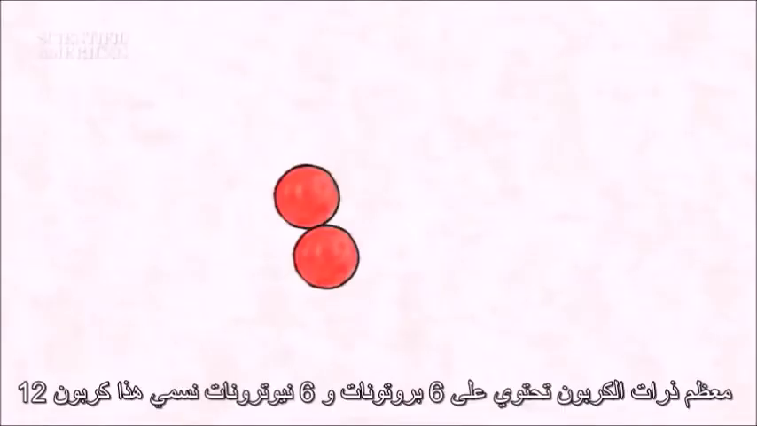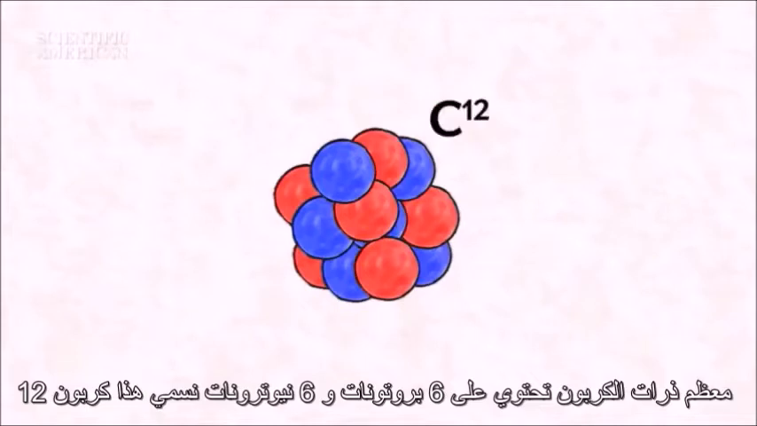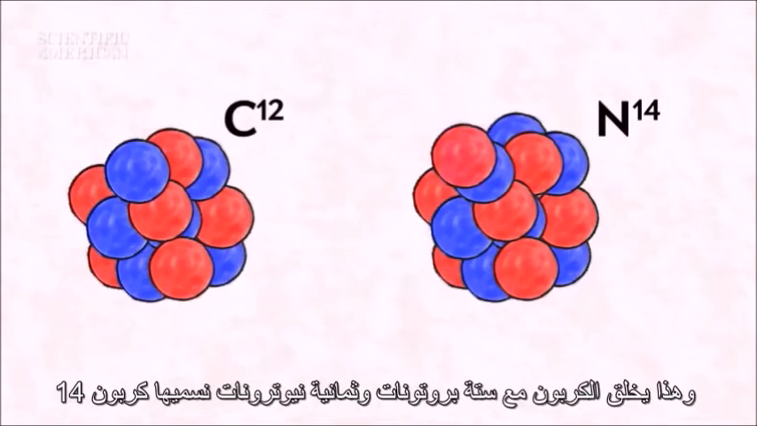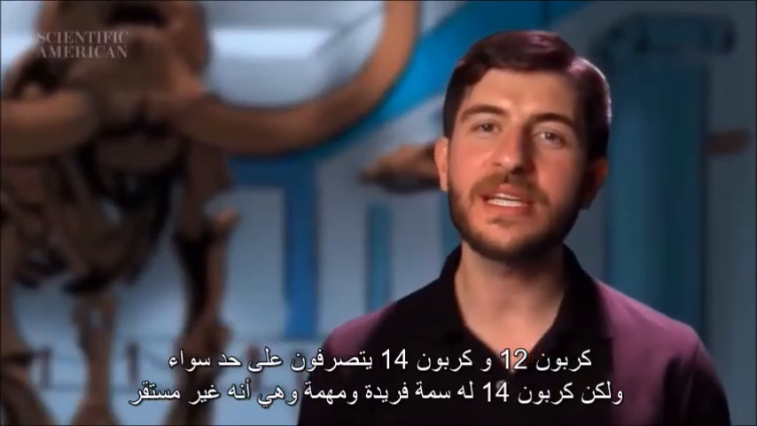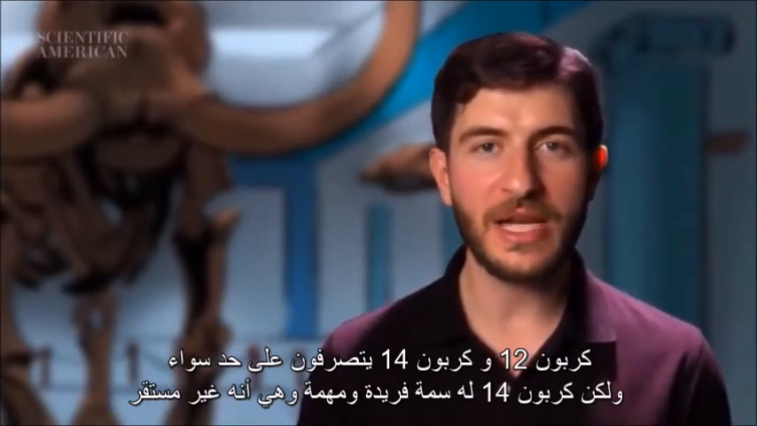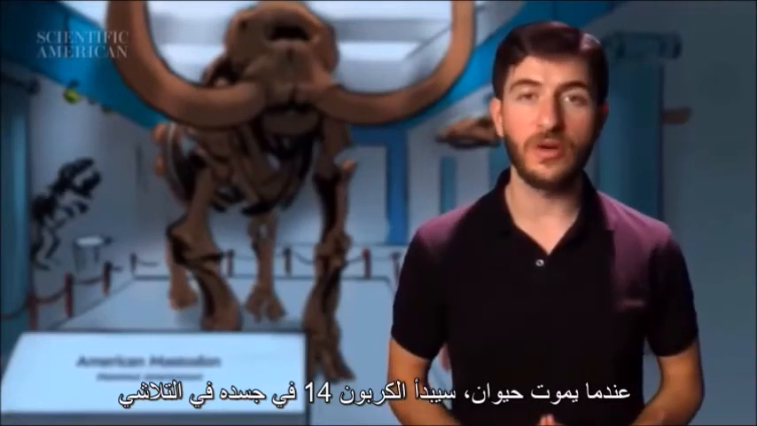Most carbon atoms have 6 protons and 6 neutrons. We call this carbon-12. High up in the atmosphere, sometimes cosmic rays hit nitrogen atoms. This creates carbon with 6 protons and 8 neutrons. We call this carbon-14. Carbon-12 and carbon-14 behave alike, but carbon-14 has one unique and important attribute. It's unstable. So once an animal dies, the carbon-14 in its body will start to go away.